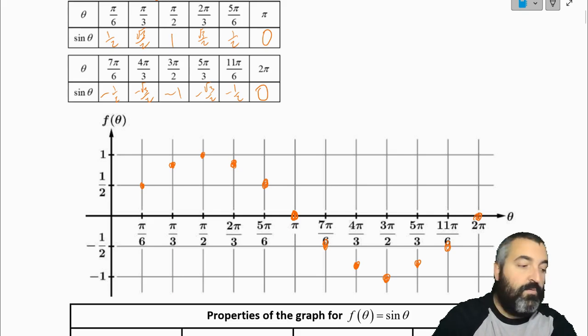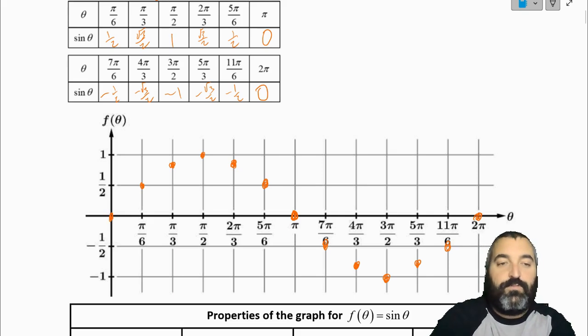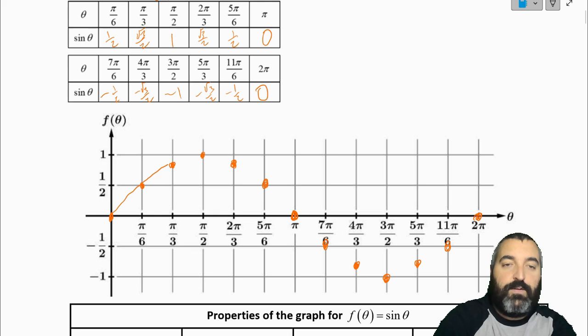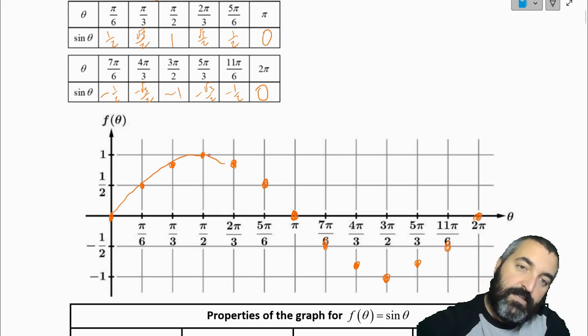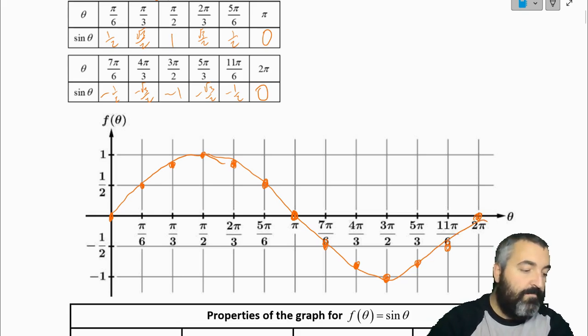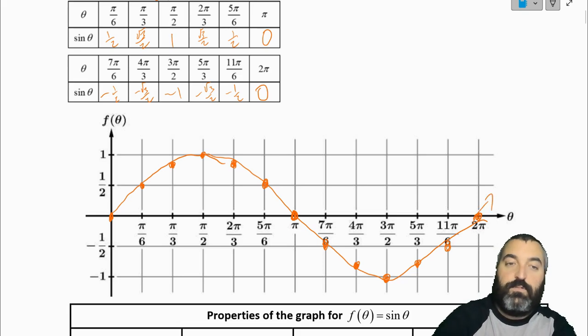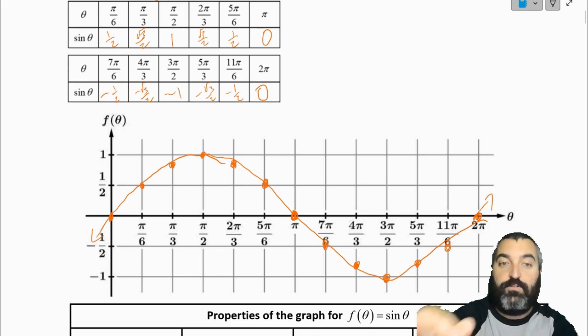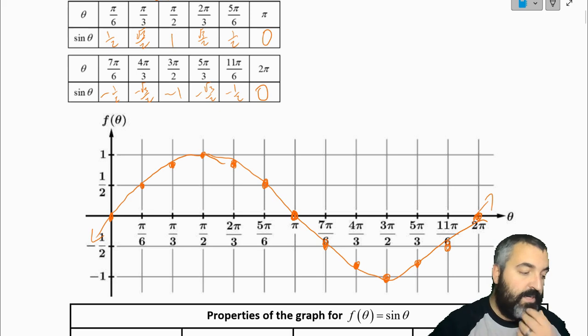Okay. And so this graph, if I connect it, and I will also put in sine of 0, which is also 0, so I'm going to throw that one in. So I'm going to go ahead and connect this. And guess what? We just created a sine wave. And this is how these graphs will look. It's just this pattern repeated over and over and over again.